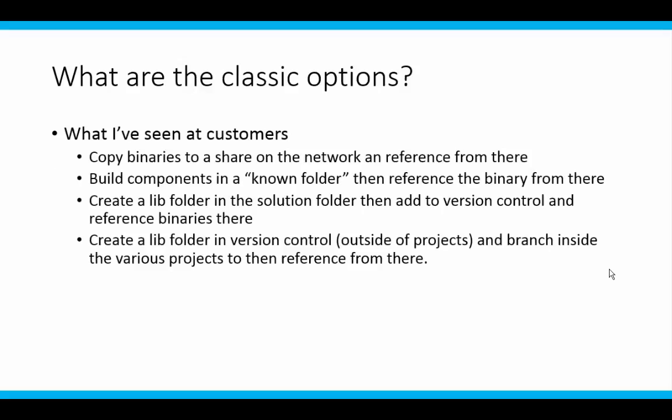So what are the classic options that we see customers use when they try to solve this problem? The most obvious one is to copy the binaries to a share on a network and then reference from there. The next one would be to build our components to a known folder, might be a share, might be on our machine somewhere using .bin or something, and then reference that binary from there. That works great in Visual Studio, doesn't work really well on your build server.